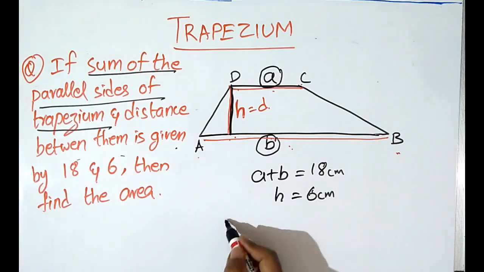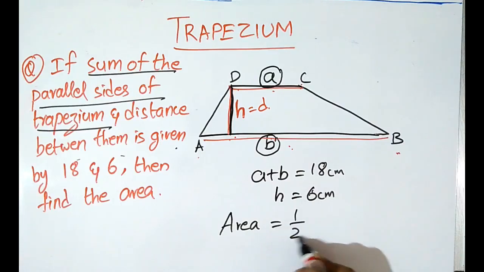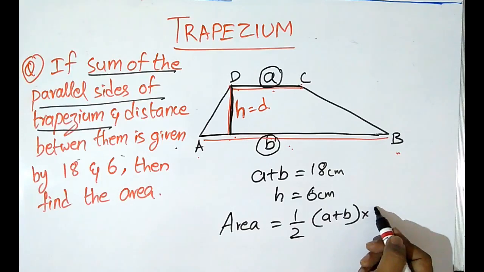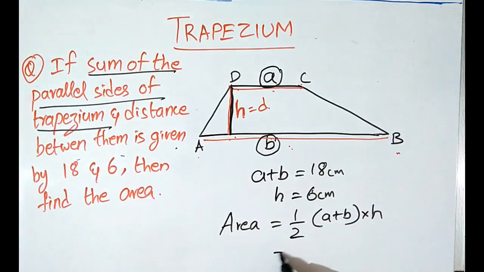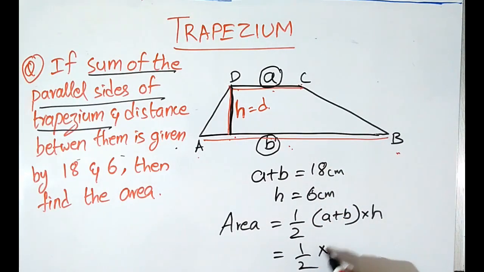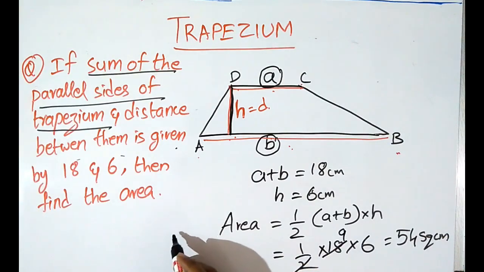Then find the area. We have seen that area of the trapezium is given by half into the sum of the parallel sides into the distance between them, or height. Here A plus B is directly given, which is nothing but 18, into distance 6. 2 9s are 18, 6 9s are 54 square centimeters is the area of the trapezium.